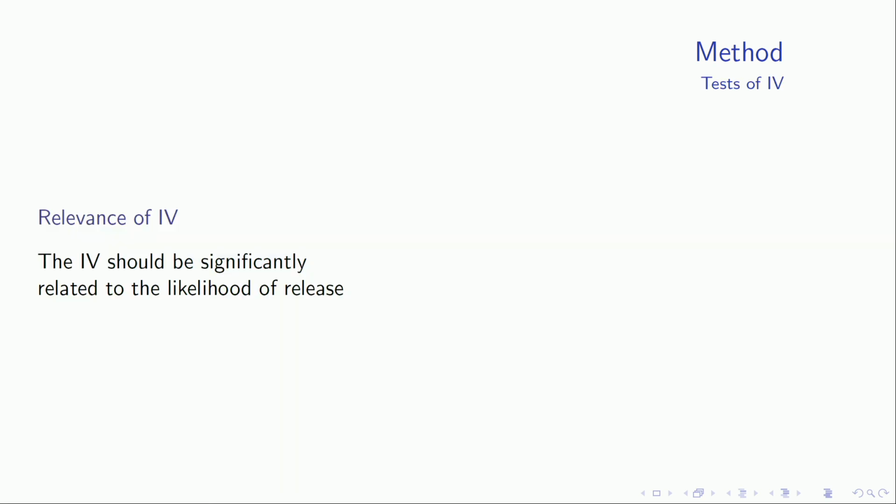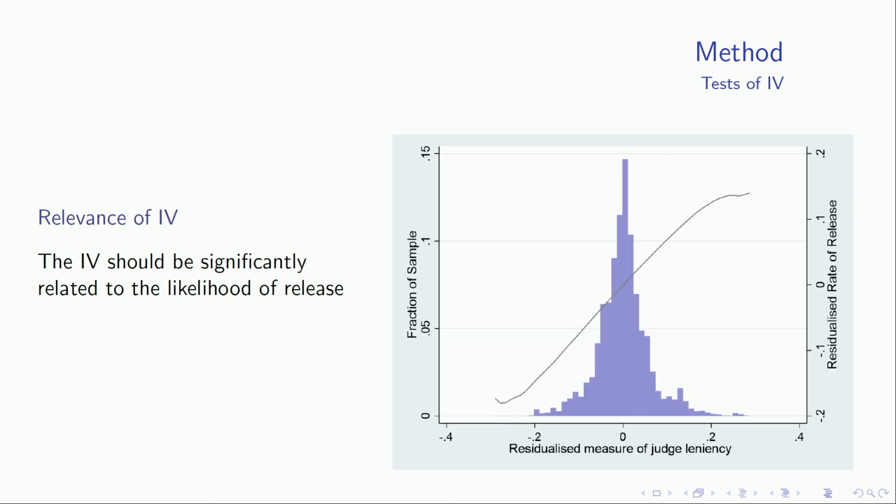For this measure of leniency to be able to estimate a valid treatment effect, we actually need to test a few assumptions. The first one is relevance, that it should be significantly related to the likelihood of release. So if our instrument is judge leniency, if you get a more lenient judge, you should be more likely to be granted bail. So here's a chart.